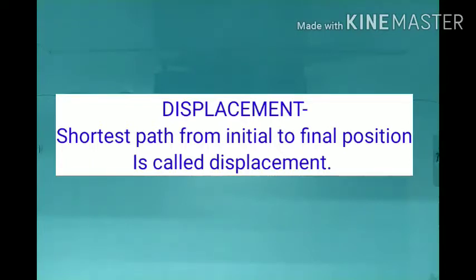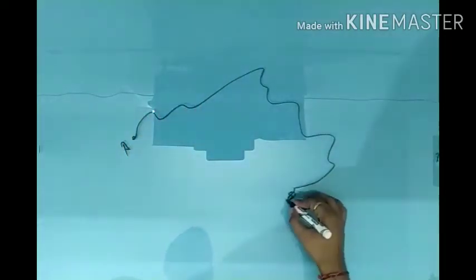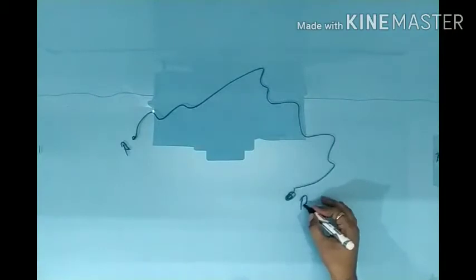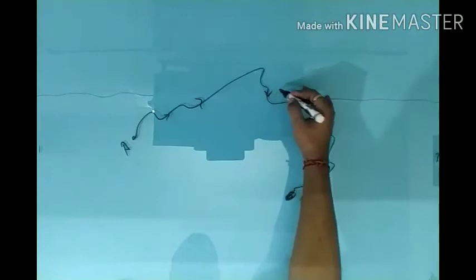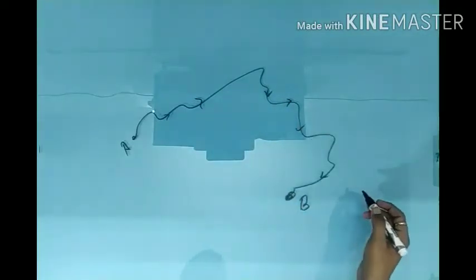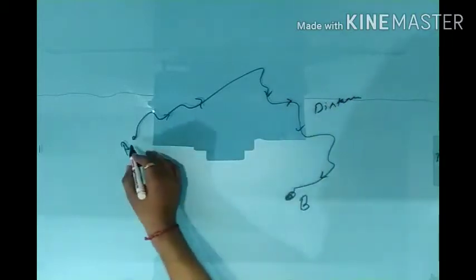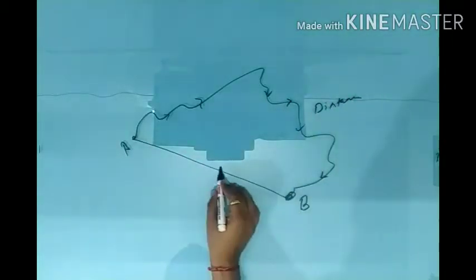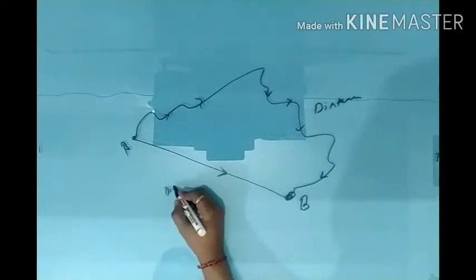called displacement. Suppose we have an example. A person is standing at point A and has to travel from anywhere to reach point B. Now this actual path is called distance. The number of times its direction is changed means it has no particular direction, so it is distance. Now if we draw a straight line, here is a particular direction, so it is displacement.